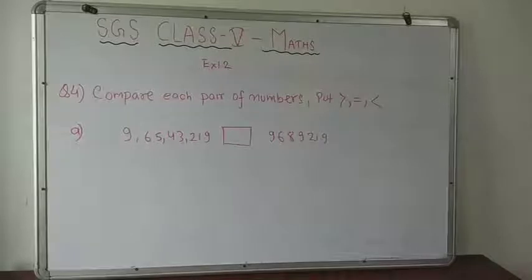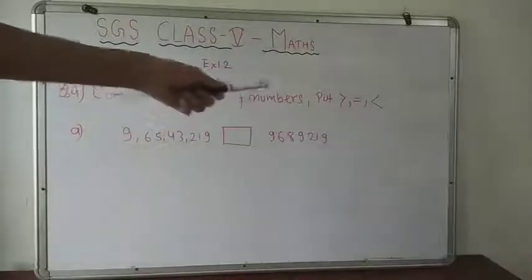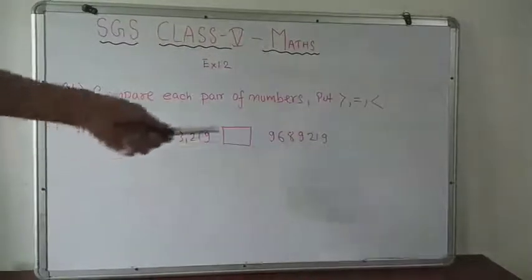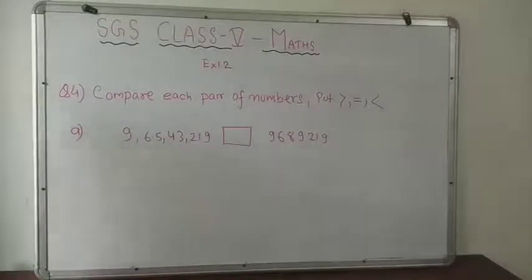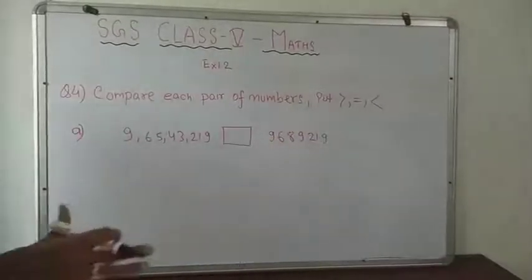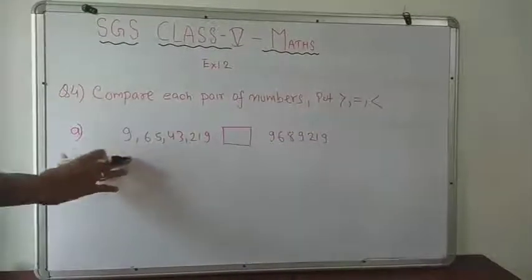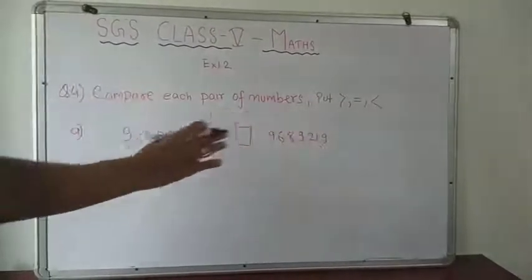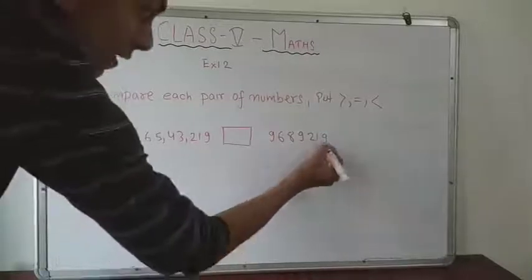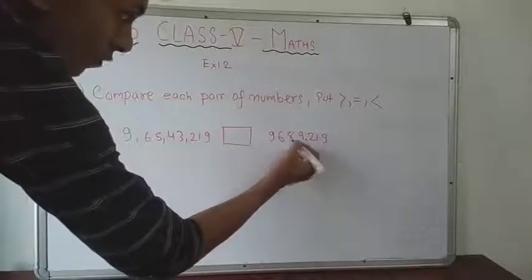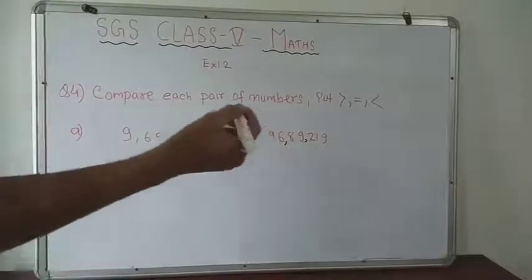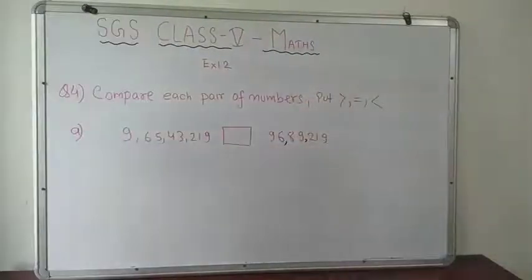Now we move on to the next question: compare each pair of numbers by placing the sign greater than, less than or equal to. This is your question. What we will do is first arrange the given numbers in proper format. The first number is always in proper format, that is, the commas are present. Now we place the commas in the next number: after 3 digits we place a comma, after 2 digits we place a comma, and then we place the digits according to their place value names.